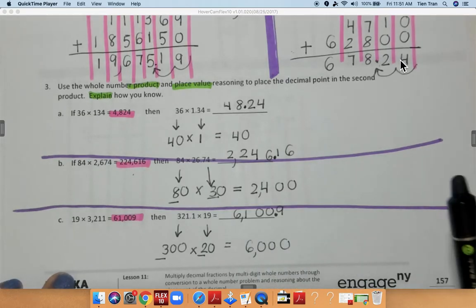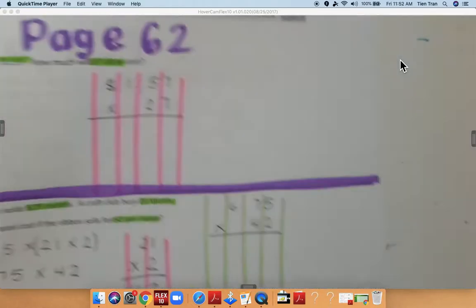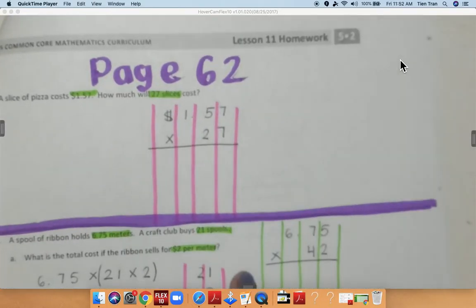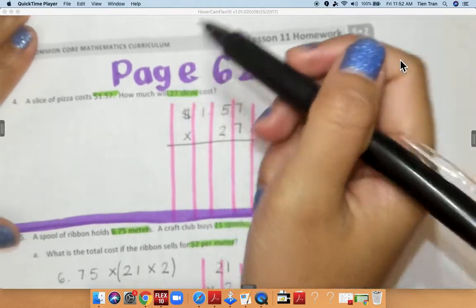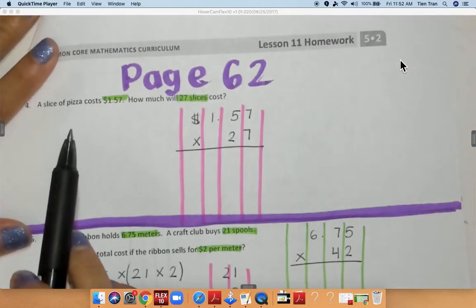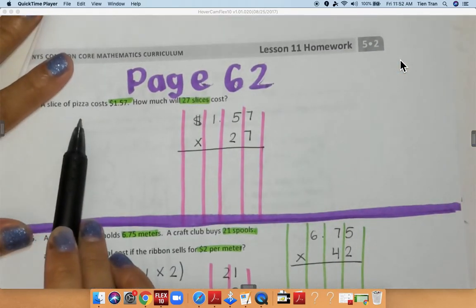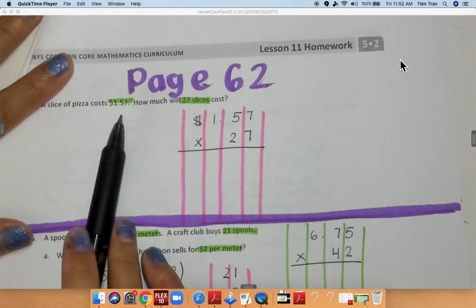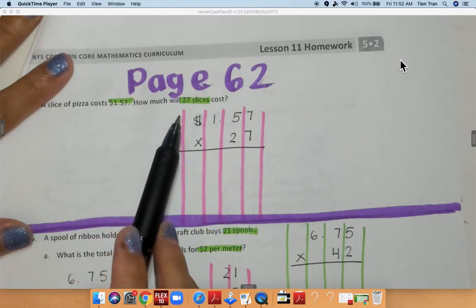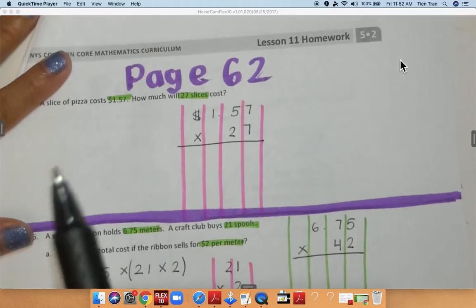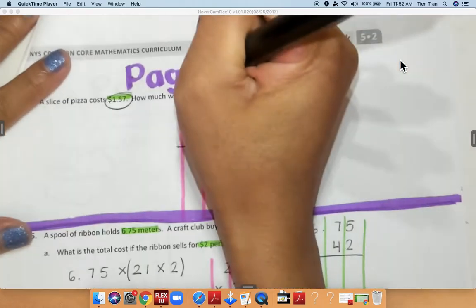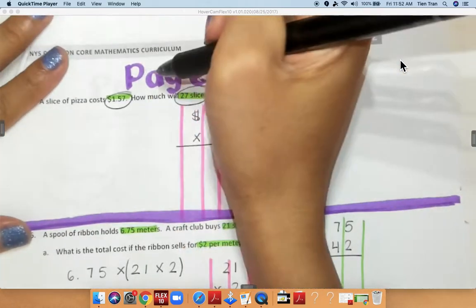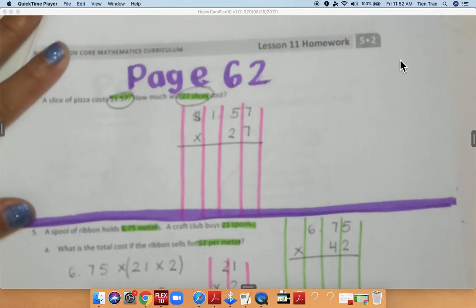Okay? Now, I am going to turn the page. And I have some more standard algorithm to do. Right here for problem number 4, it is a word problem. They ask you, a slice of pizza costs $1.57. How much will 27 slices cost? So I'm multiplying the number $1.57 times 27 in order to figure out how much the pizza costs.